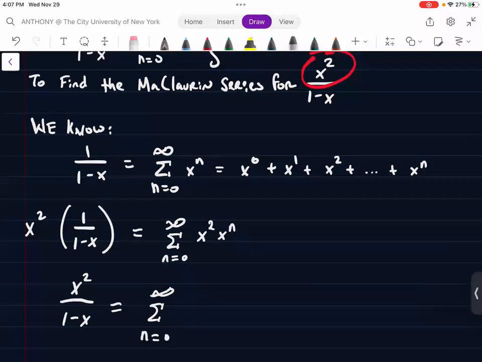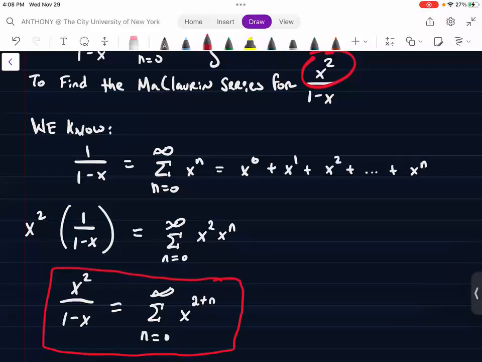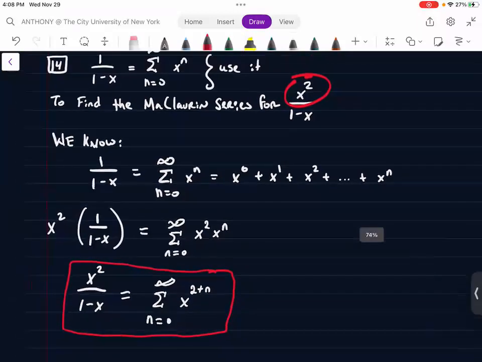Well, the bases are the same, so you can add the exponents. This will give you x to the power of 2 plus n. And I think that would be your solution. I think that would be a legit solution to this problem.